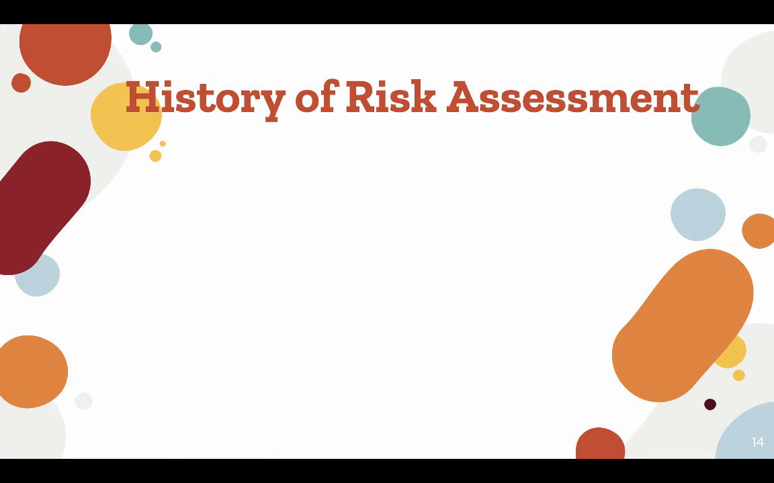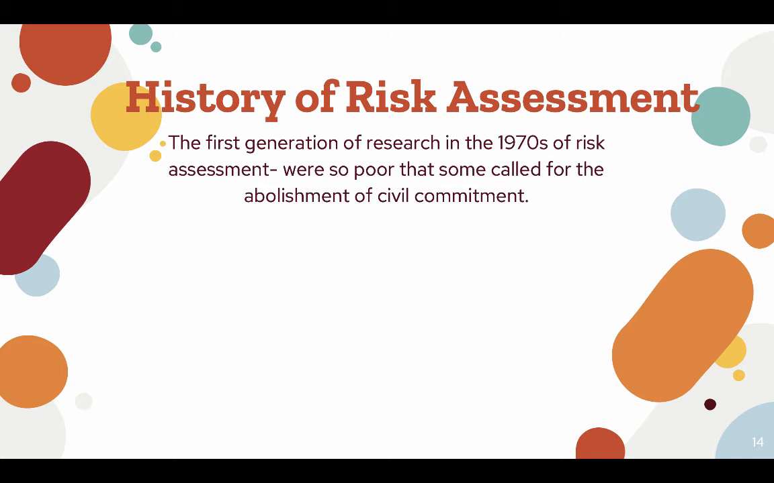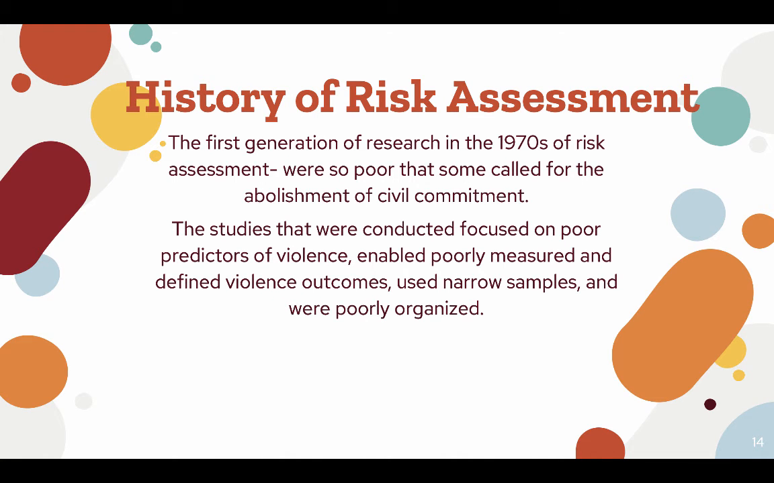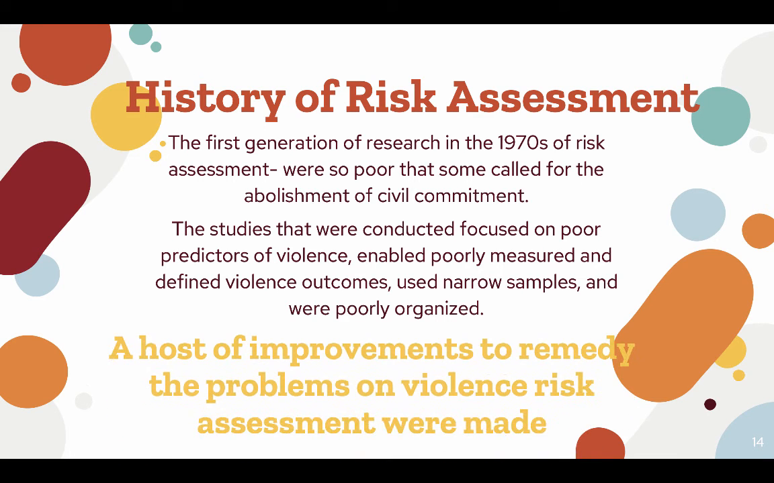History of risk assessments. There's actual history we can look at of what has been done in the past. The first generation of research in the 1970s on risk assessments was so poor that some called for the abolishment of civil commitment. The studies that were conducted focused on poor predictors of violence, used poorly measured and defined violent outcomes, used narrow samples, and were poorly organized. A host of improvements to remedy the problems on violent risk assessments were made.